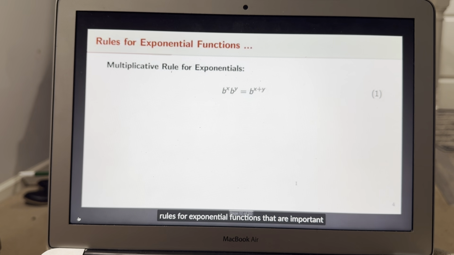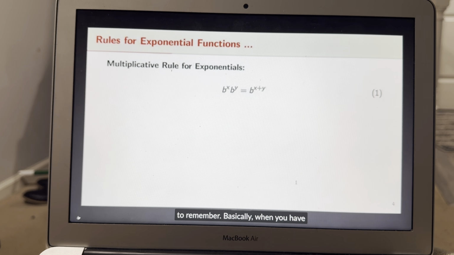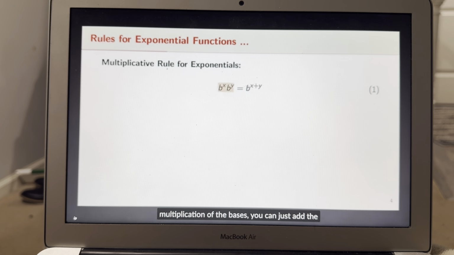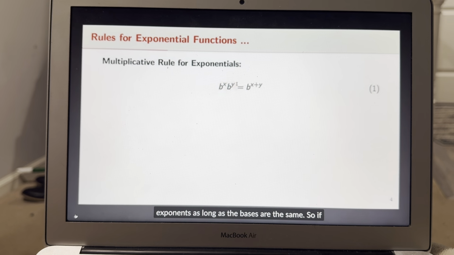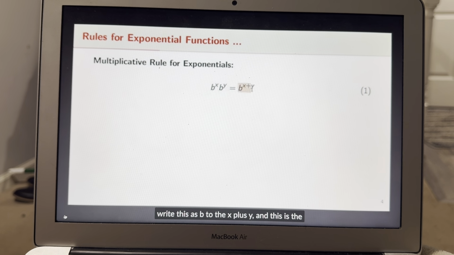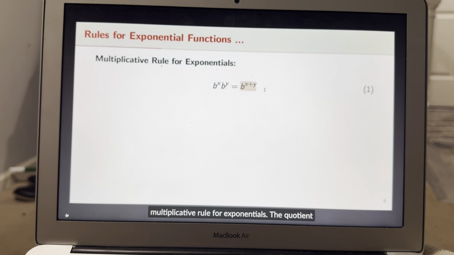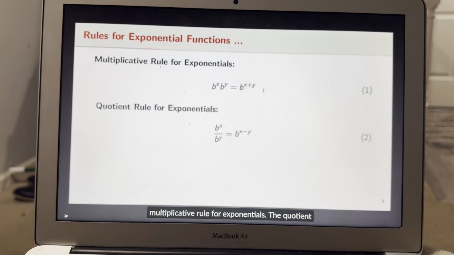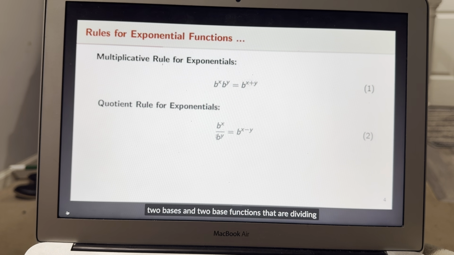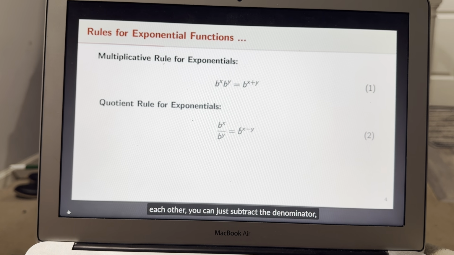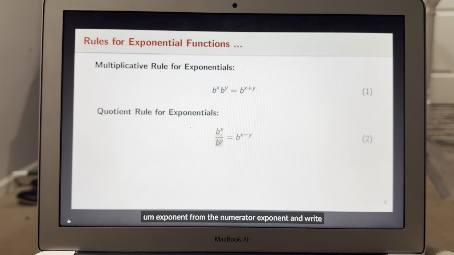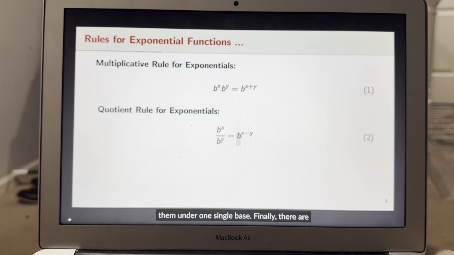There are several rules for exponential functions that are important to remember. Basically, when you have multiplication of the bases, you can just add the exponents as long as the bases are the same. So if you have b to the x times b to the y, you can write this as b to the x plus y, and this is the multiplicative rule for exponentials. The quotient rule for exponentials is very similar. If you have two exponential functions with the same base dividing each other, you can just subtract the denominator exponent from the numerator exponent and write them under one single base.